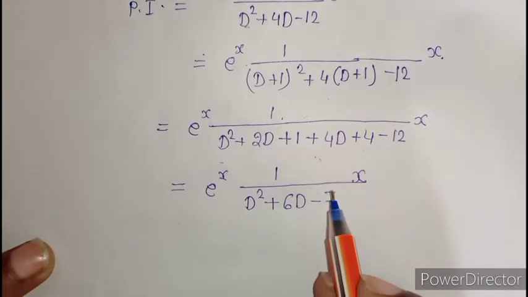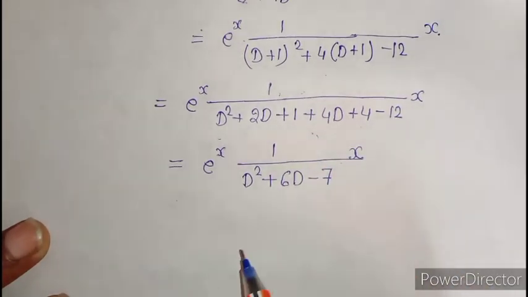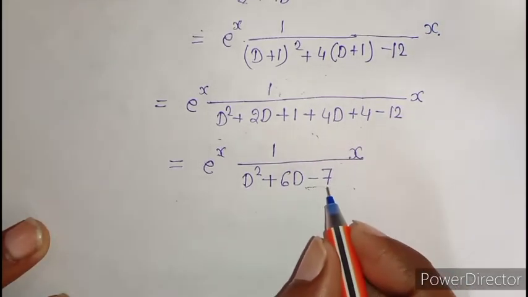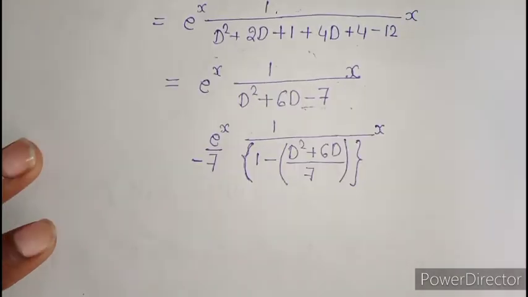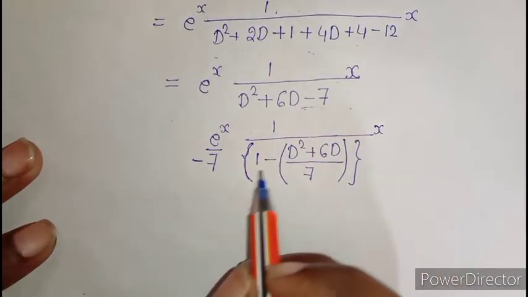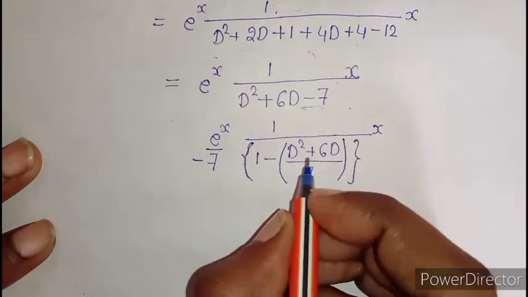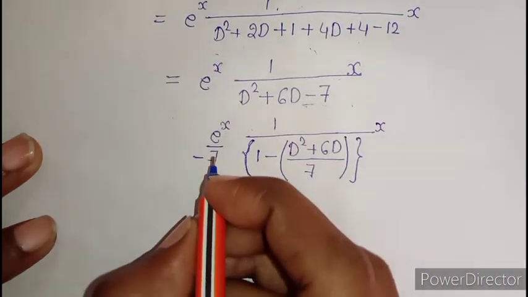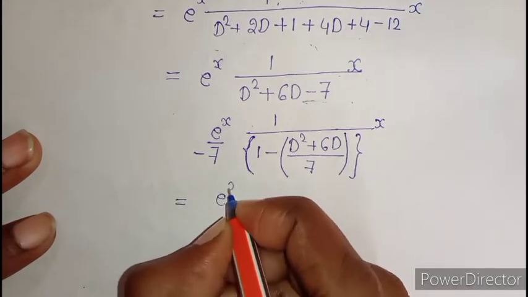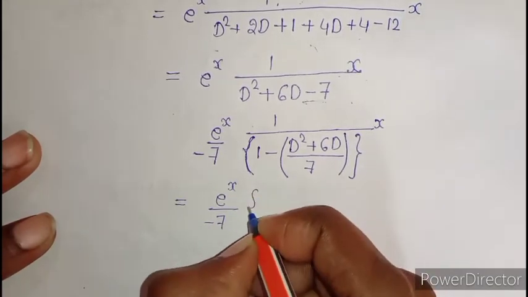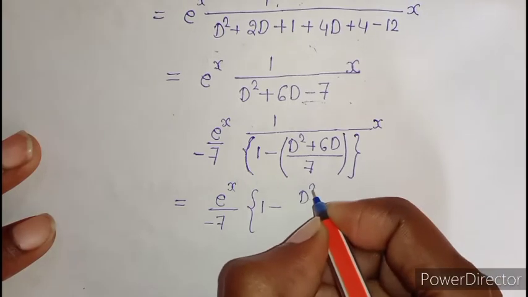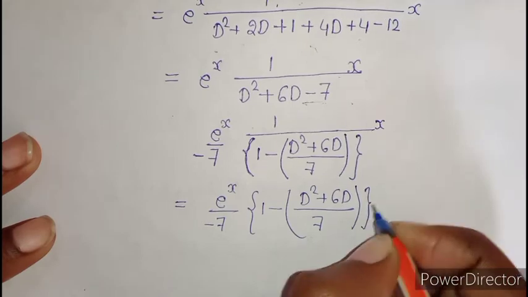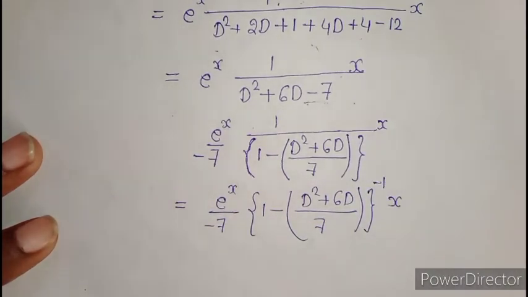Firstly, I told you in my previous video, when our Q is a polynomial function, then we take the lowest degree term outside. So we have to take this 7 outside. So after taking minus 7 outside, the function takes this form, that is 7 goes in denominator, and if we take the whole term in the numerator, then it becomes e raised to power x by minus 7 into (1 minus (D square plus 6D) by 7) raised to power minus 1 into x.